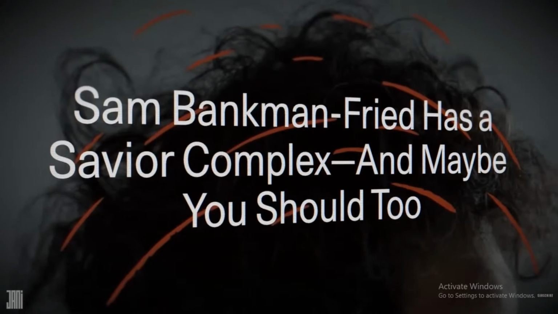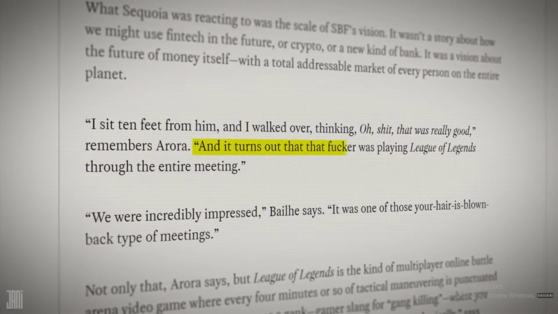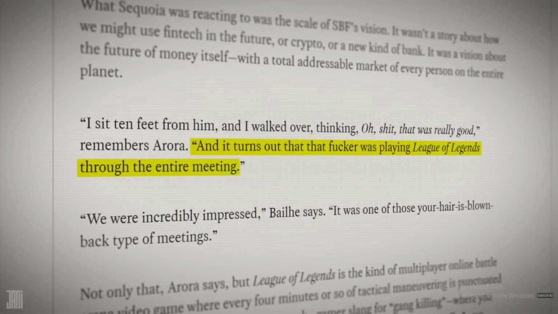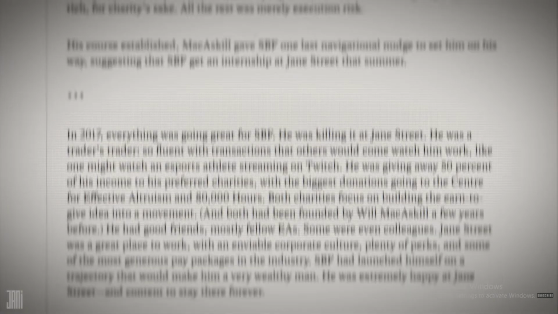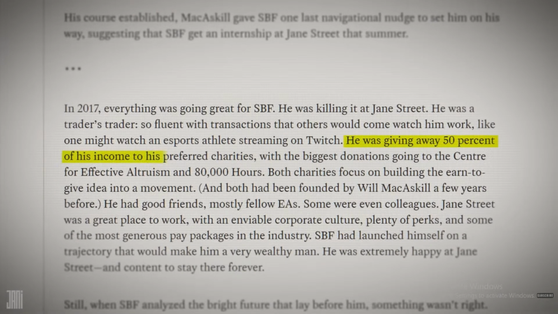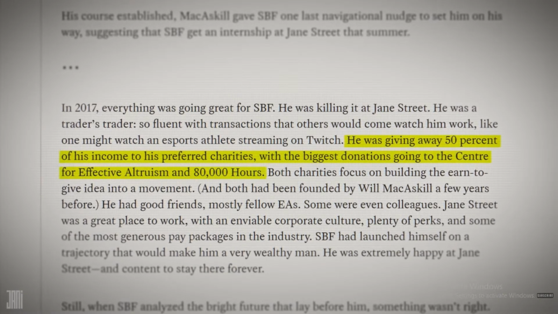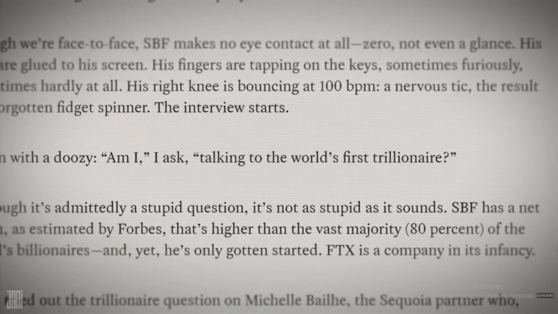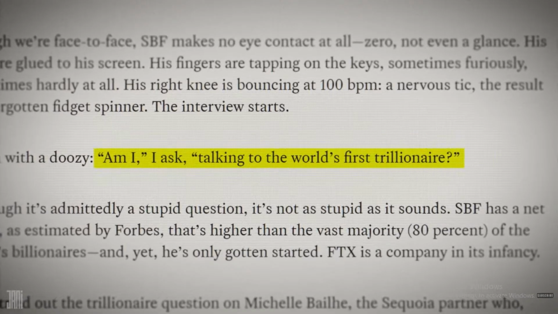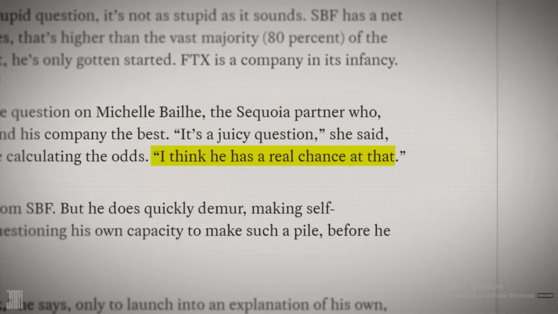In that article, they reveal that throughout the Zoom call, Sam had been playing one of his favorite video games, League of Legends. The article goes on to talk about Sam's commitment to the effective altruism movement, and when the author sits down with him for an interview, he becomes convinced that Sam is the real deal and may very well become the world's first trillionaire.